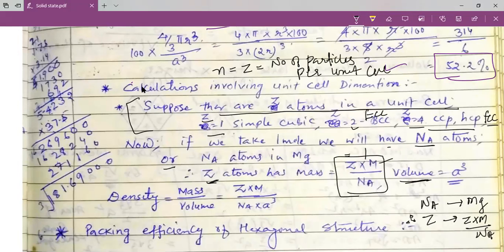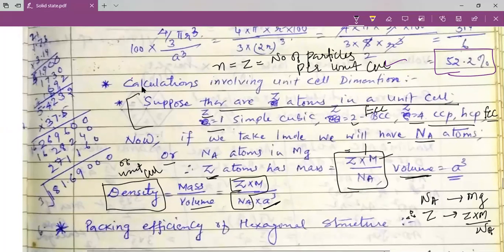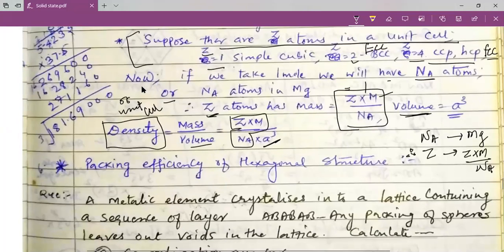Therefore, my dear students, if we want to find out the density of the unit cell, density of the unit cell is equal to mass of the unit cell divided by volume of the unit cell. Mass of the unit cell is represented by Z multiplied by M divided by Na. And volume we write as a cube. So this is how we find out the density, and to calculate the density of the unit cell, we use this formula: Z into M divided by Na multiplied by a cube. So this is the formula to calculate the density of the unit cell.